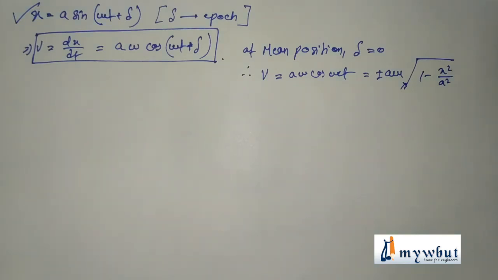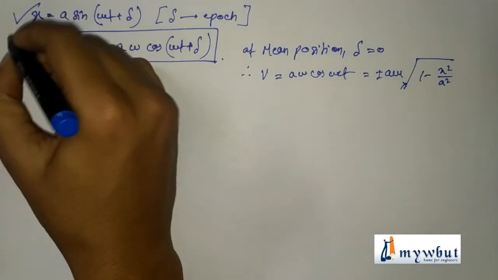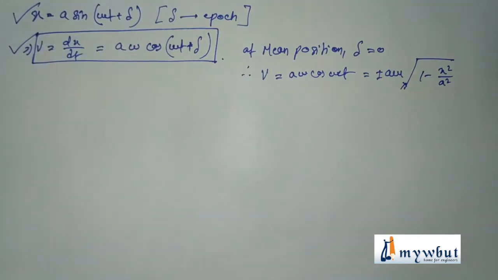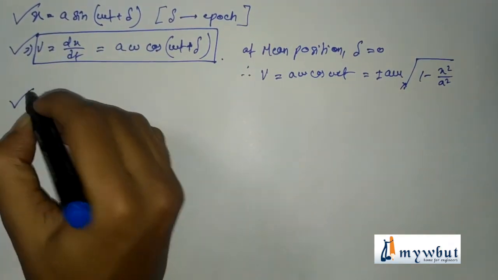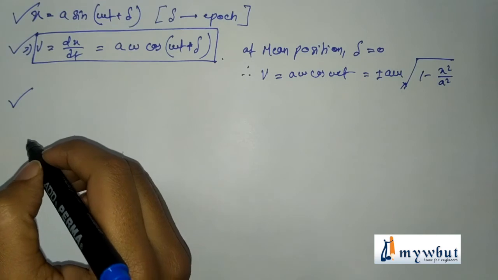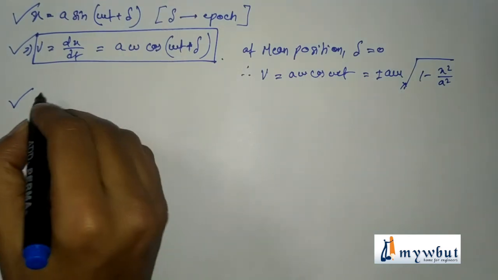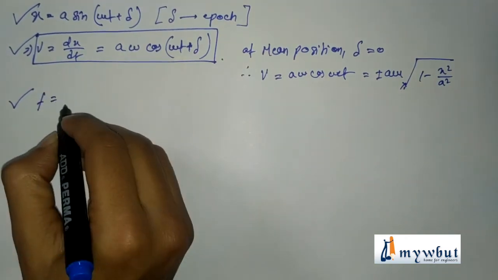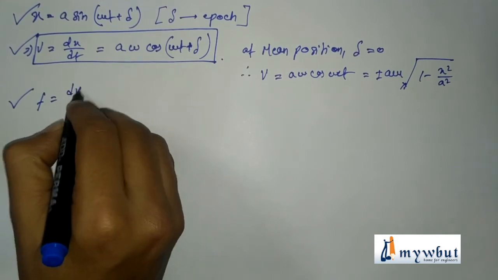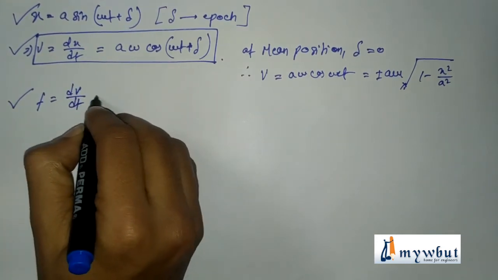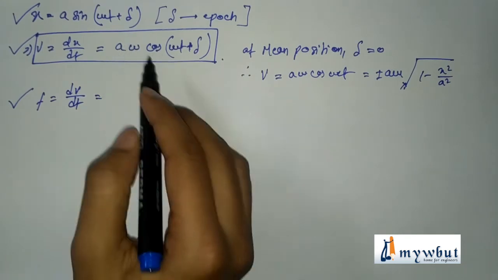Now, when the particle is at the mean position of the path, for x equal to 0, we will get v equal to v max, and that will be equal to a omega. So that's all for the equation for velocity. Again, we know that if we differentiate velocity once, we will get acceleration. So if we denote f as acceleration, it will be dv by dt. So we will be differentiating this equation.